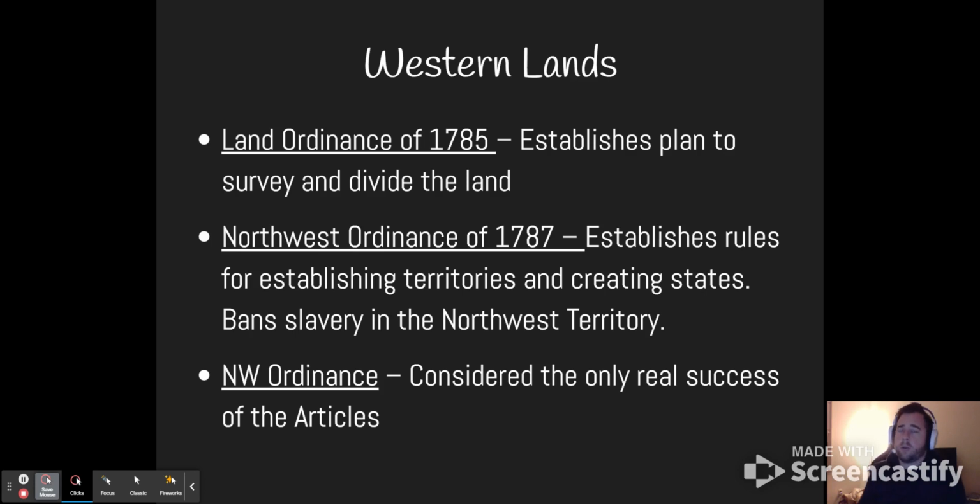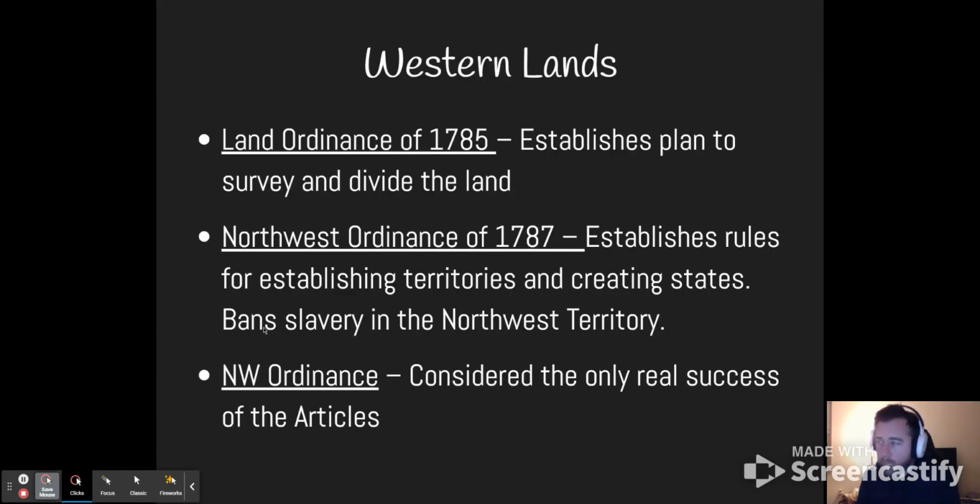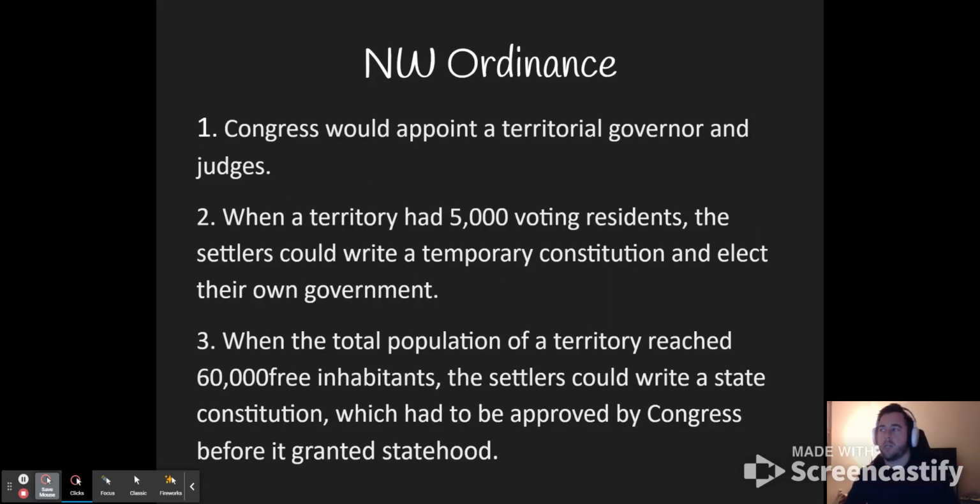The other major success of the Articles of Confederation is the Northwest Ordinance of 1787, and this establishes rules for the Northwest Territory, which is this area up here. It establishes rules for those, including, and this is a big one early on, it bans slavery in that territory. And so the Northwest Ordinance is really considered the only success of the Articles of Confederation.